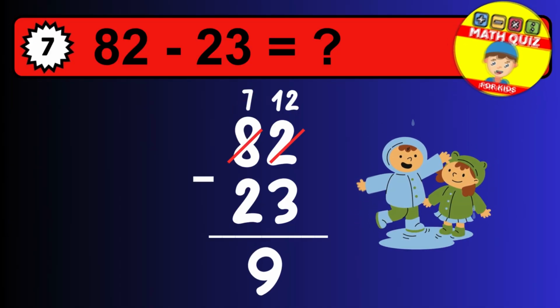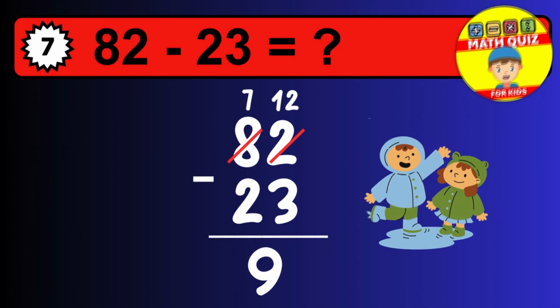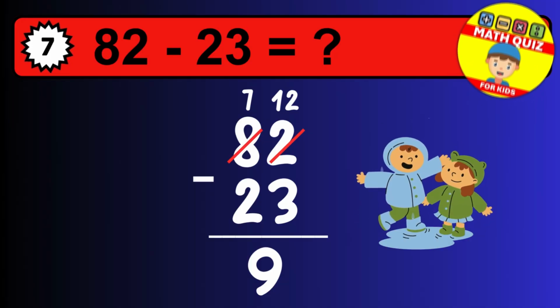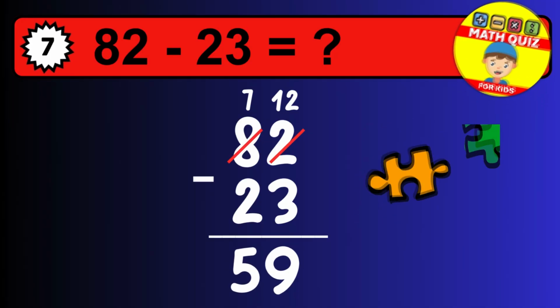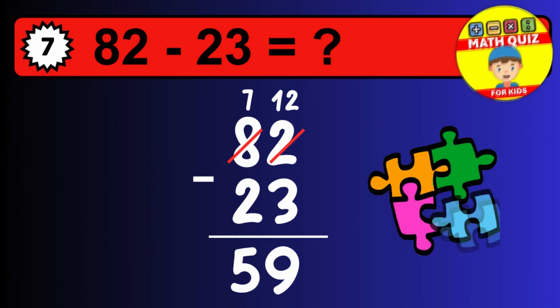Now we subtract. 12 minus 3 is 9. Then we go to the tens. 7 minus 2 is 5. The final answer is 59.